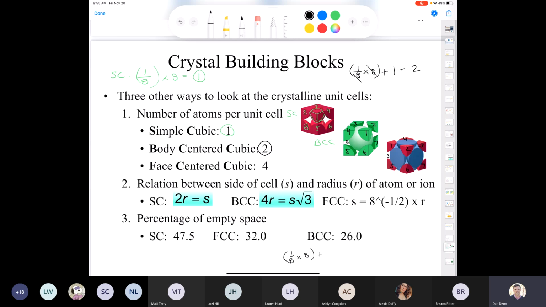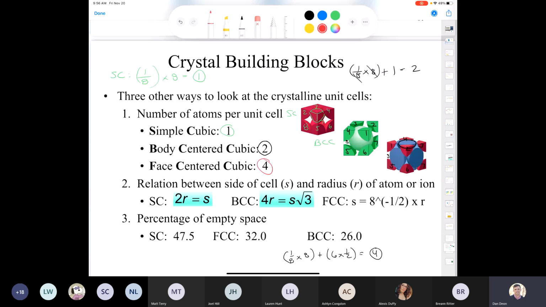Plus, look, you've got 6 faces to a cube. Each one of those 6 faces has half a circle, right? So then you have 6 times a half. What if I have 50 cents? 6 times. What do I have? $3, right? So I have 1 plus 3, so that gives me a total of 4. And so the number of atoms per unit cell in the face-centered cubic is 4.